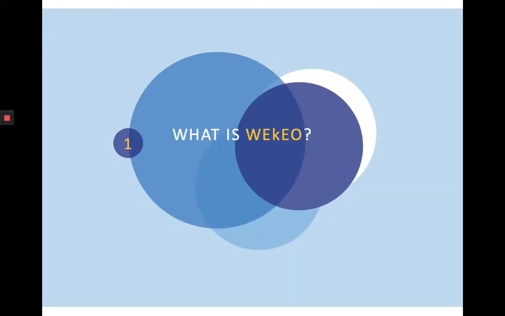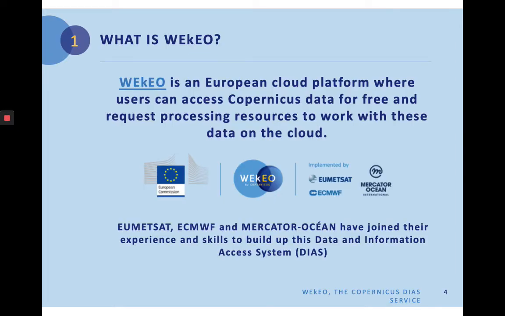Have you ever heard about Wekeo? Wekeo is a European cloud platform where users can access Copernicus data for free. Additionally, users can request processing resources to work with this data on the cloud. Copernicus is the Earth Observation Monitoring Program gathering data about the Earth, the climate, the ocean, the land, and the atmosphere. Wekeo is a data and information access system, a DIAS, that is being developed by EUMETSAT, ECMWF, and Mercator Ocean.